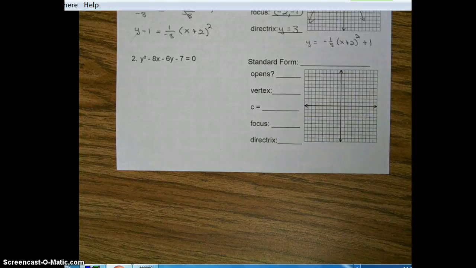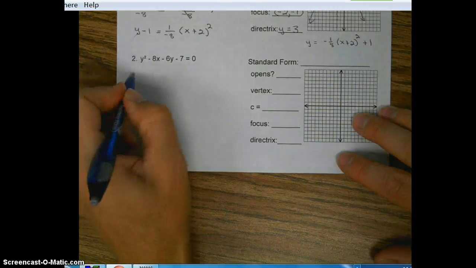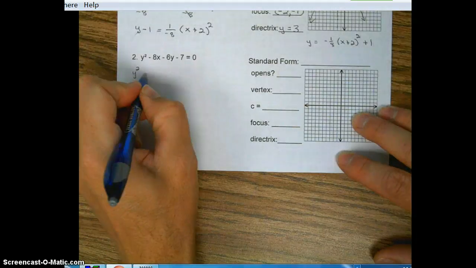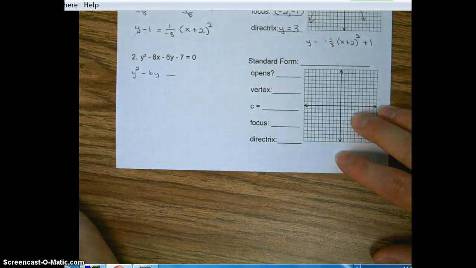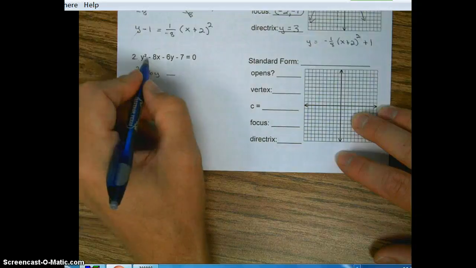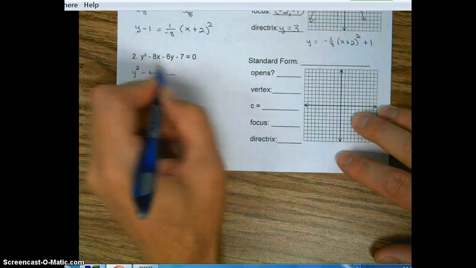Welcome back to part 2. Going to go a little bit faster this time. So I'm going to go ahead and start off by grouping my y terms. So y squared minus 6y, I'm going to complete the square on that one. And I'm going to go ahead and move my other terms to the other side.